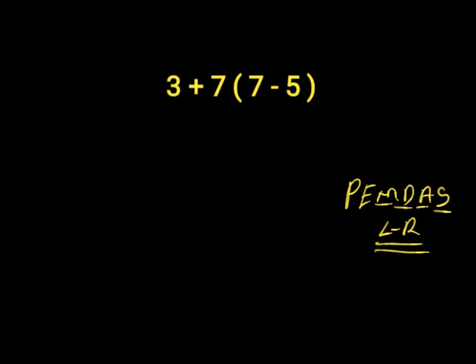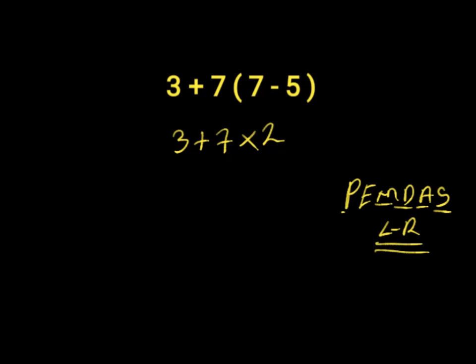First of all, we are going to solve our parentheses because it comes first before addition. In our parentheses, we have 7 minus 5. 7 minus 5 will give us 2. Then we have 3 plus 7 times 2. Remember, if a number is next to a parenthesis, note that there is a multiplication sign in between, which is this multiplication sign here. Now, we have an addition and a multiplication.